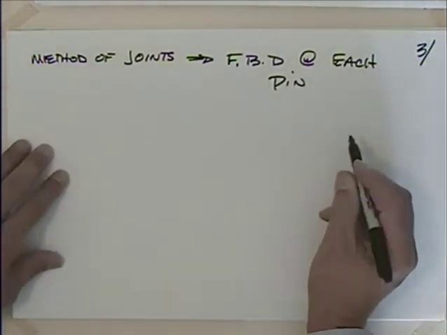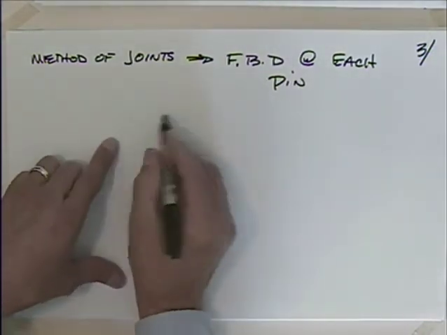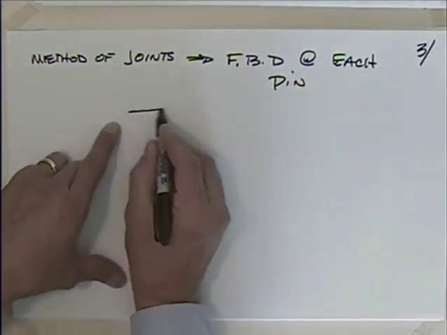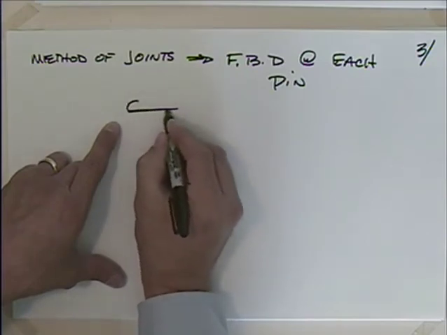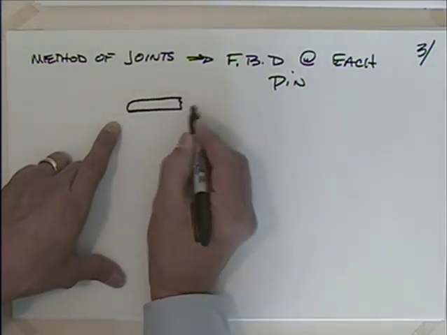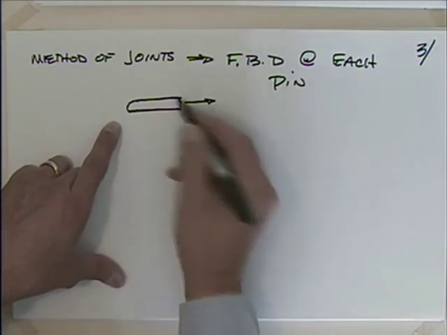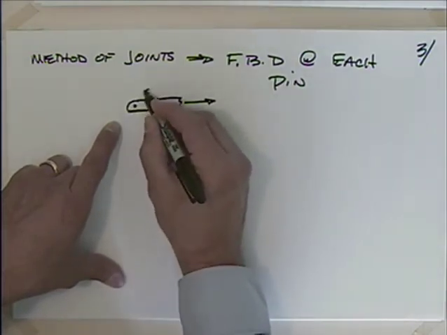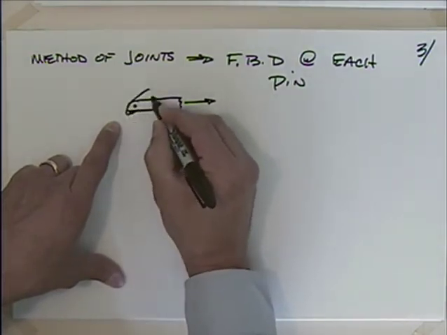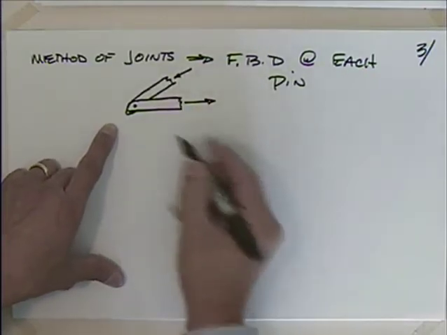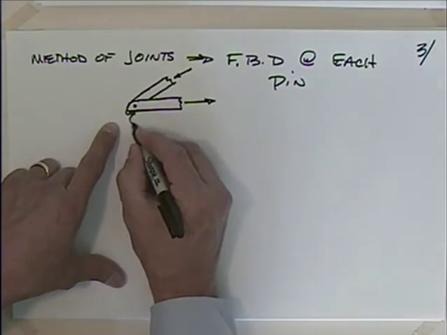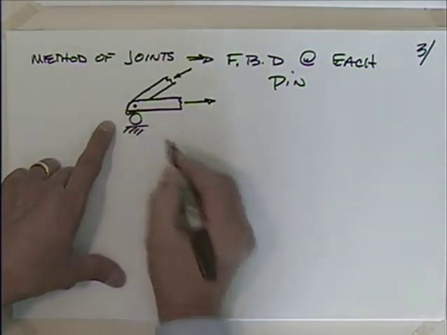Okay, we're going to draw a free body diagram at each pin. So let's say that we have something like this. This is the end of the truss here, and maybe this has some tension in it. And then we have this piece like this that has some compression in it, and we had some reaction here. We've got a roller that this thing sits on.